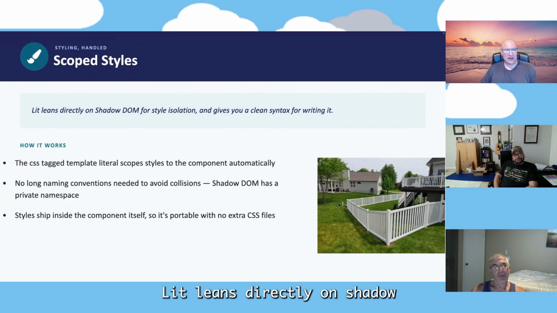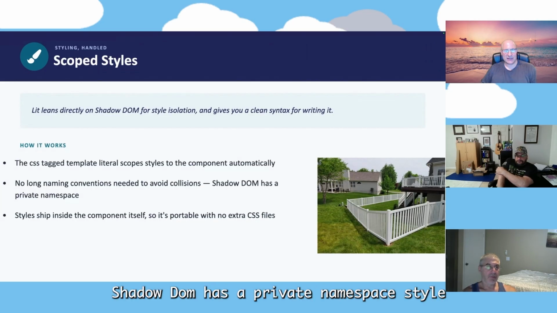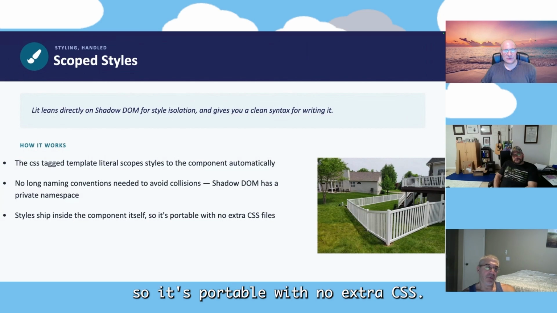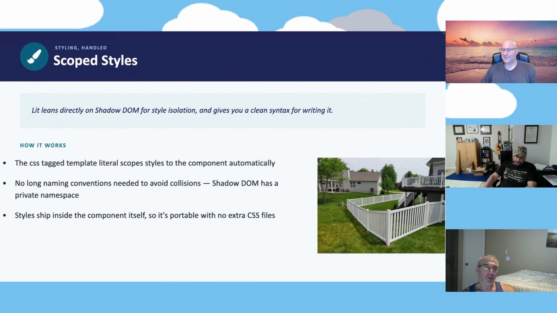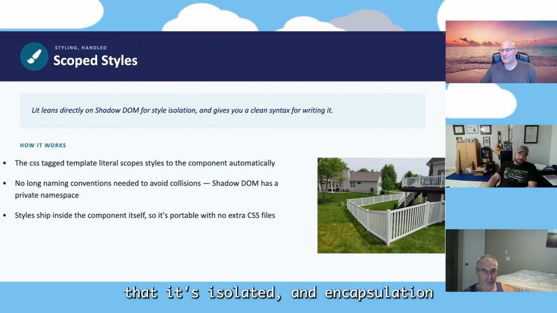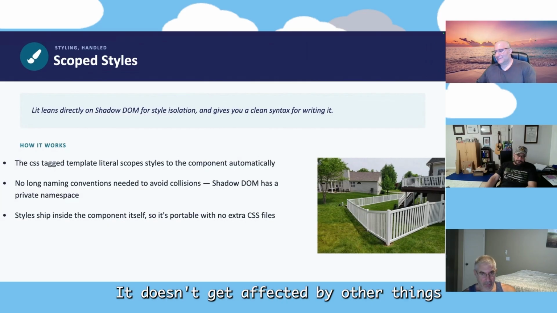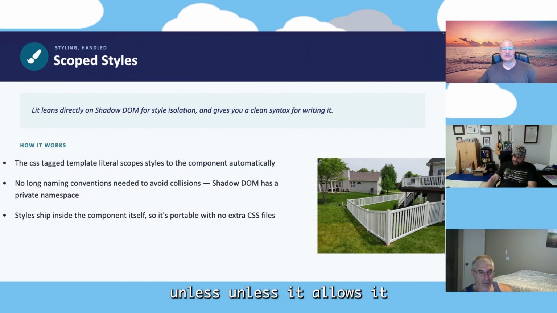Lit leans directly on Shadow DOM for style isolation and gives you a clean syntax for writing it. The CSS tag template literal scopes styles to the component automatically. No long naming conventions needed to avoid collisions. Shadow DOM has a private namespace. Styles are shipped inside the component itself, so it's portable with no extra CSS. The importance of that is that it's isolated, and encapsulation is an important thing. It doesn't get affected by other things unless it allows it.